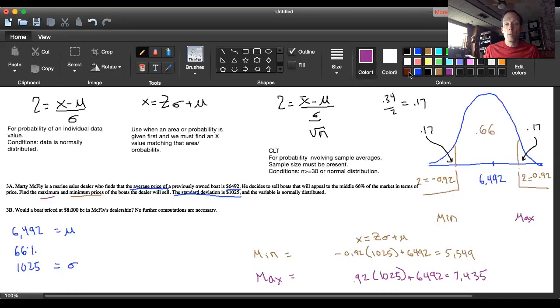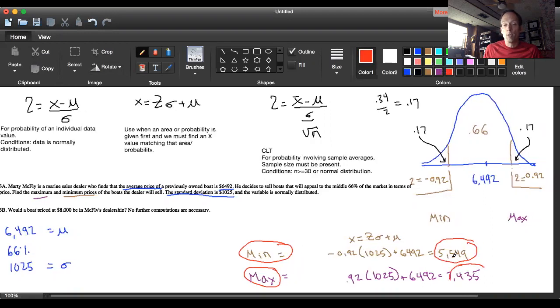So I'm going to go ahead and put in red my minimum was $5,549, and my maximum cutoff point was $7,435.